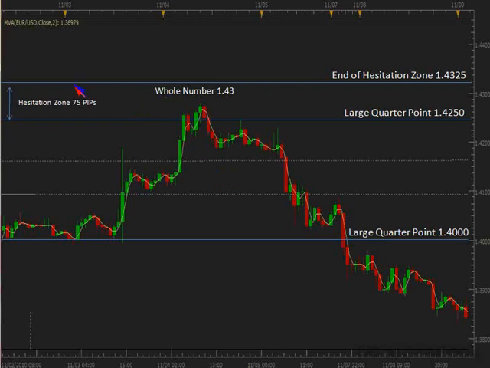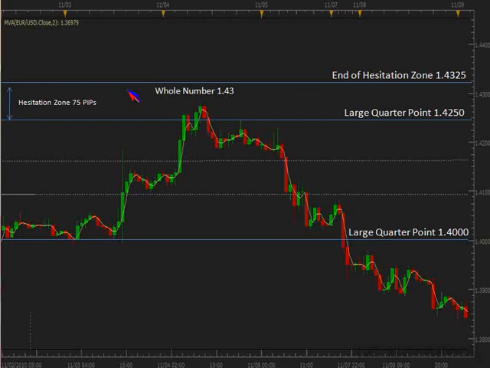And a very helpful tool for that is a tool that I designed, and I call it the hesitation zone. The hesitation zone is the range of the first 75 pips, or 3 small quarters of 25 pips each. Because just as you can divide the 1,000 pip ranges into 4 equal parts, you can also divide the range of 100 pips between 2 whole numbers. For example, the 2 whole numbers between $1.40 and $1.41, or $1.42 and $1.43.